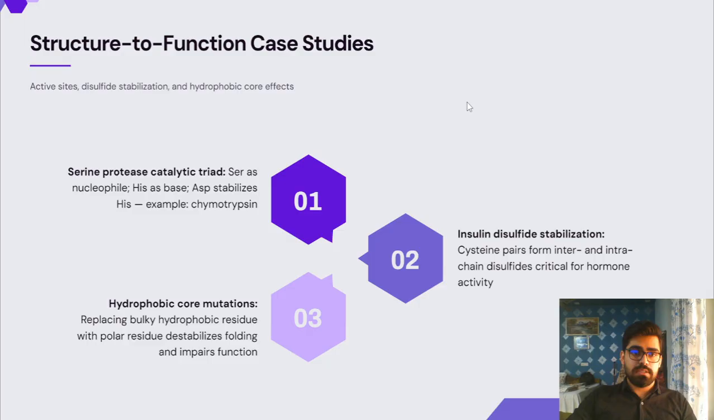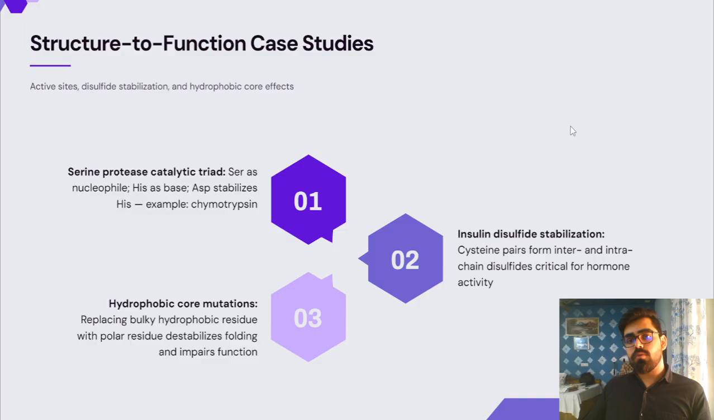The best example is chymotrypsin. The second structure to function case study we have is insulin disulfide stabilization. Cysteine pairs form inter- and intra-chain disulfides critical for hormone activity. It means cysteine pairs form intermolecular and intramolecular bonding, that is, in the molecule and between the molecules, to form disulfide bonds.